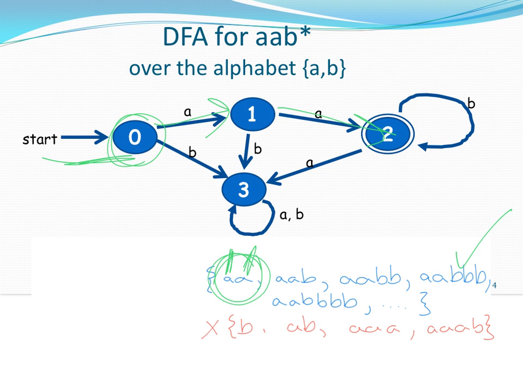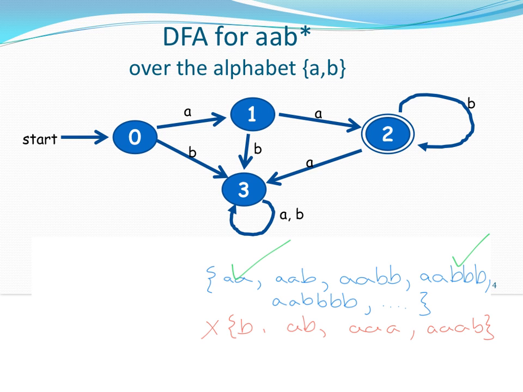We're done with our string, right? We've gone through every single symbol in our string. So now we look and we say, we ended up at a state that has a double circle, which means that I can also check off AA as being in our language. Okay?